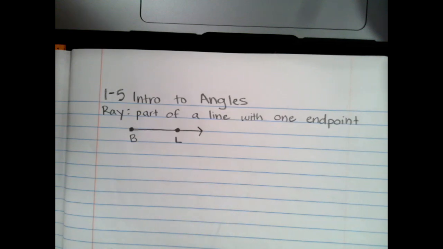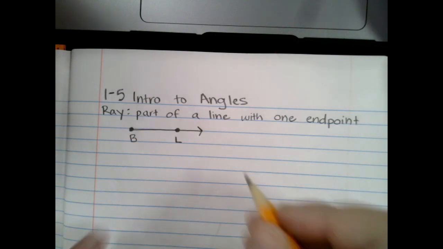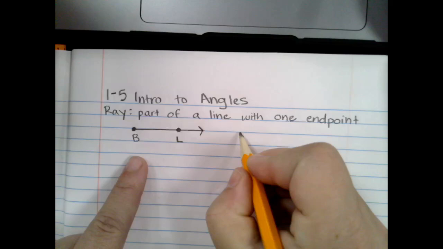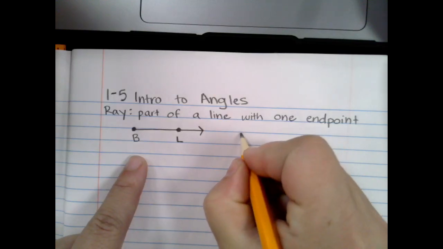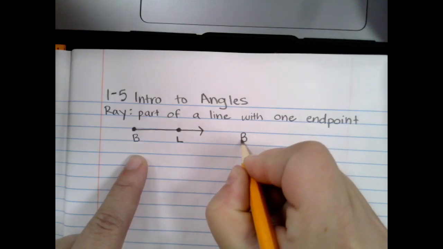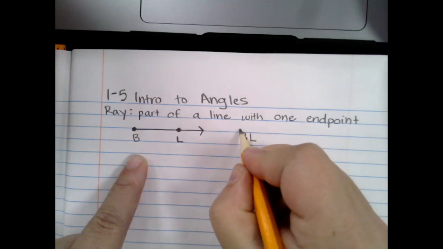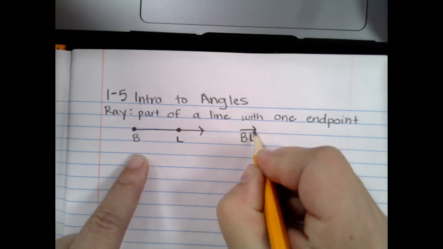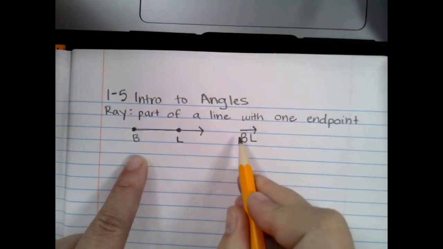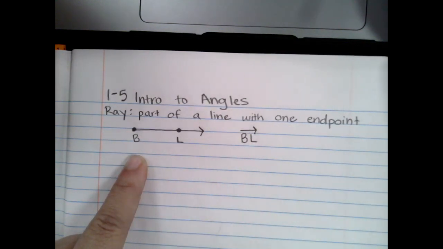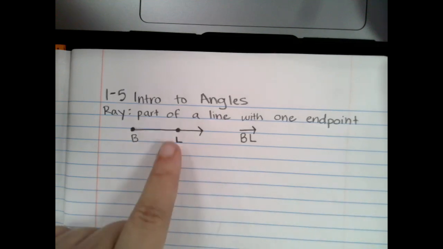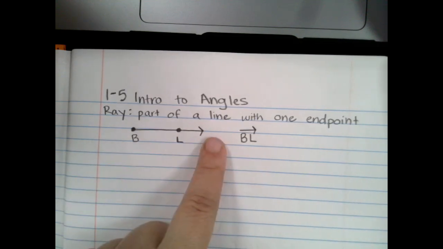When we talk about rays, it's really important that we are looking at how it's created, what the endpoint is. So here our endpoint is B, and it's going through L. And then I'm going to draw a ray above that, showing that it starts at B, and it goes through L. The arrow is going towards the L, or past the L.